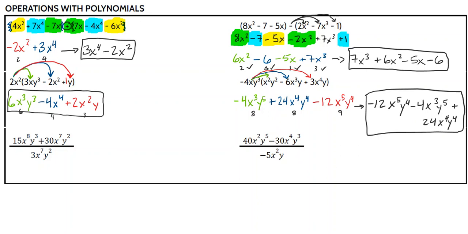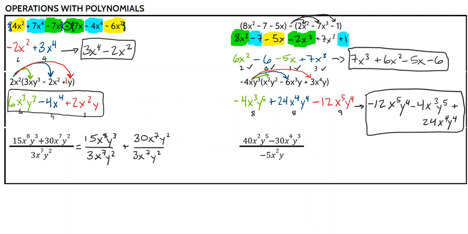And last up, we're going to look at some division, and this also draws back to our distributive property. So I am going to basically split this up into 2 fractions because they're being added with the same denominator. So I'm going to write this as 15 x to the 8th y cubed over that denominator of 3x to the 7th y squared plus the 30x to the 7th y squared over 3x to the 7th y squared. And then we're going to go ahead and simplify anything that we can.